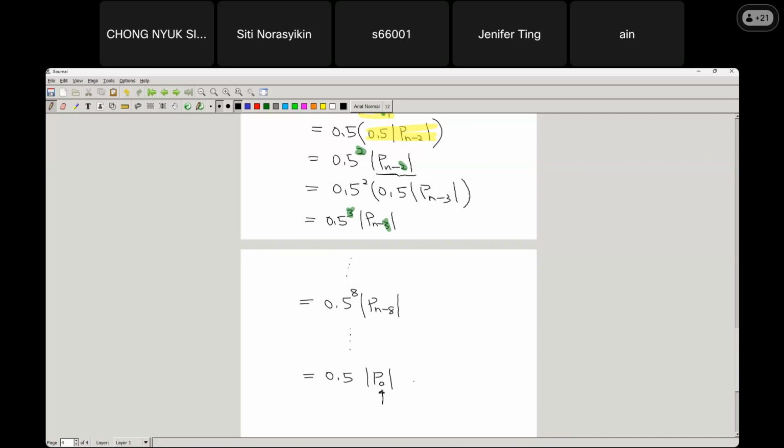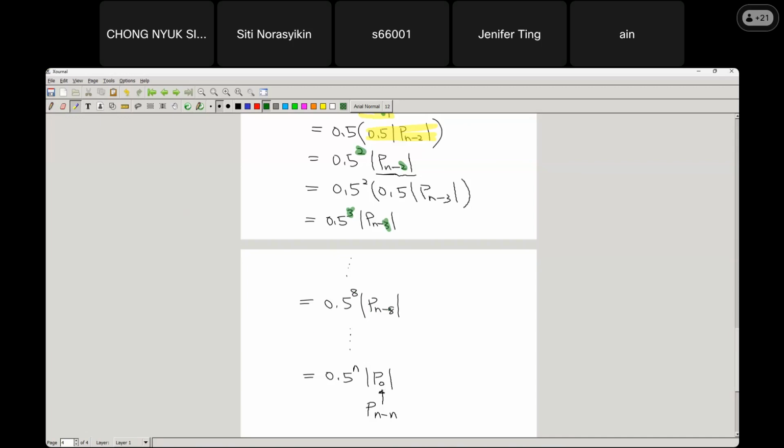What do you think? How do you get a 0? n minus what equals 0? n minus n, correct or not? Because n minus n, you get 0, correct? So what do you expect? The 0.5 will be to the power of n. Get it?